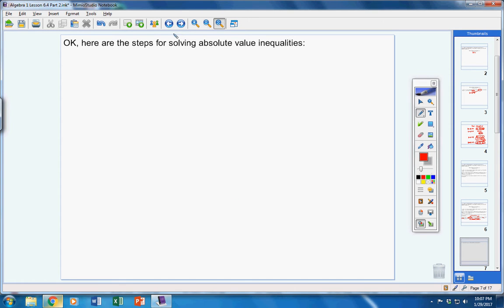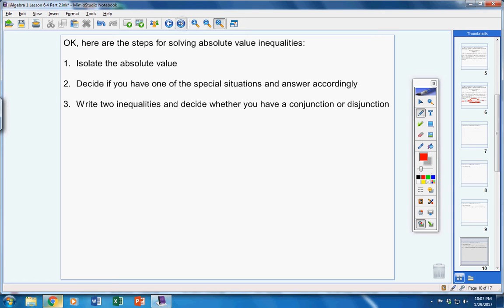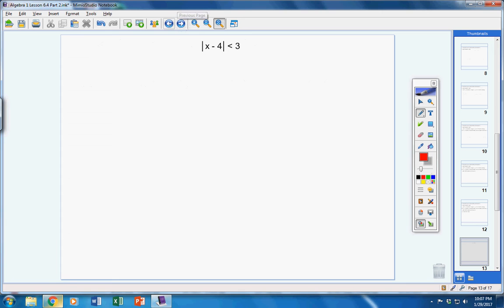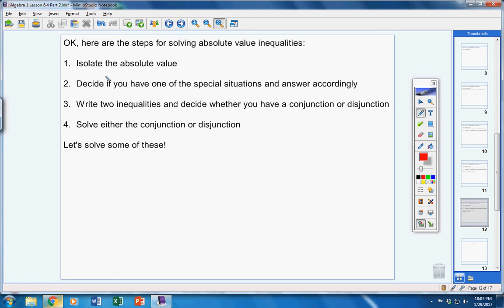Here are the steps that you need for solving absolute value equations. I'm going to put these up here pretty quickly and move on, so you'll have to pause the video, okay? You first isolate the absolute value, just like you did for absolute value equations. Next, you decide if you have one of the special situations, and you answer accordingly. Step 3, write the 2 inequalities and decide whether you have a conjunction or a disjunction.